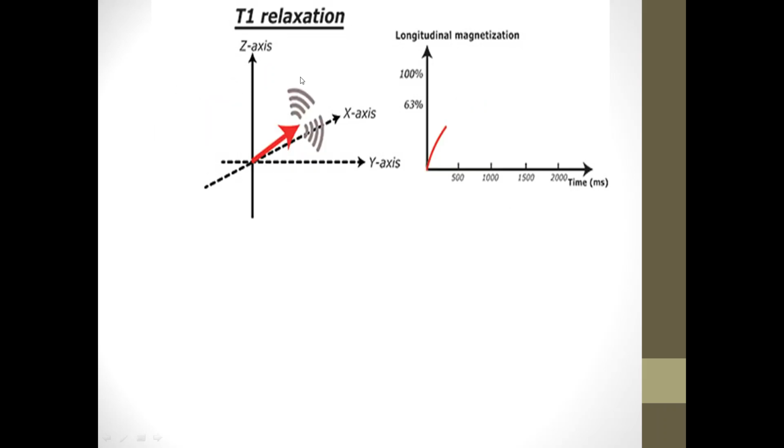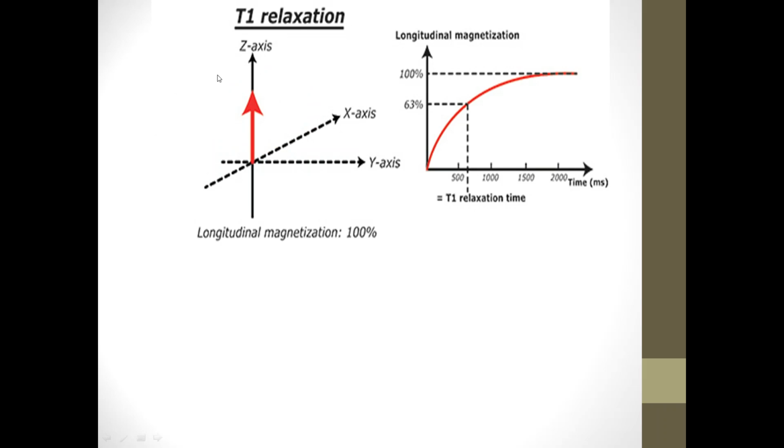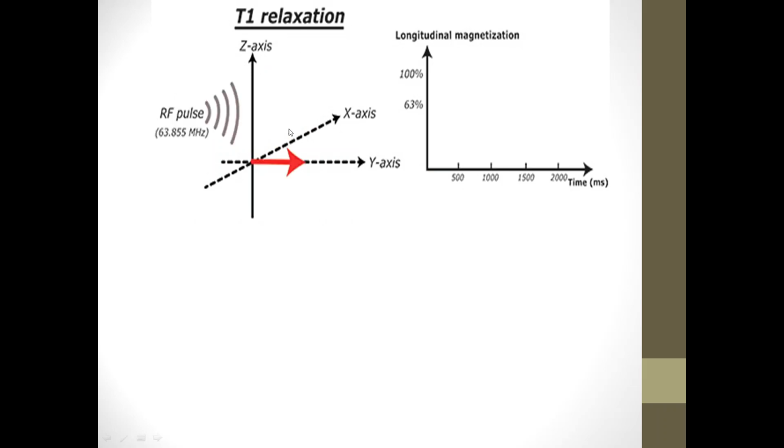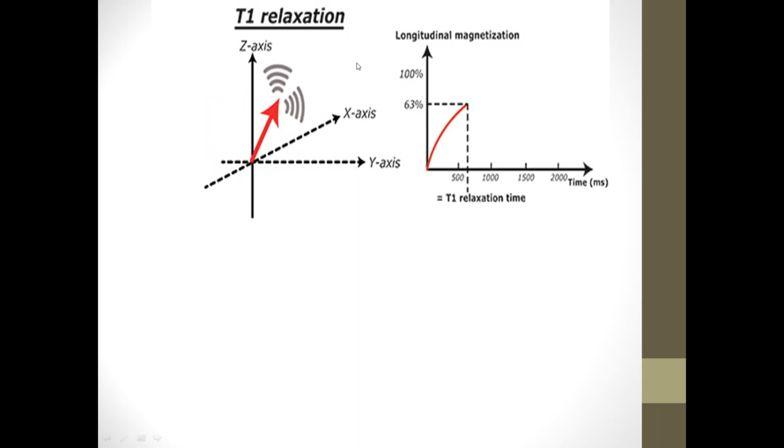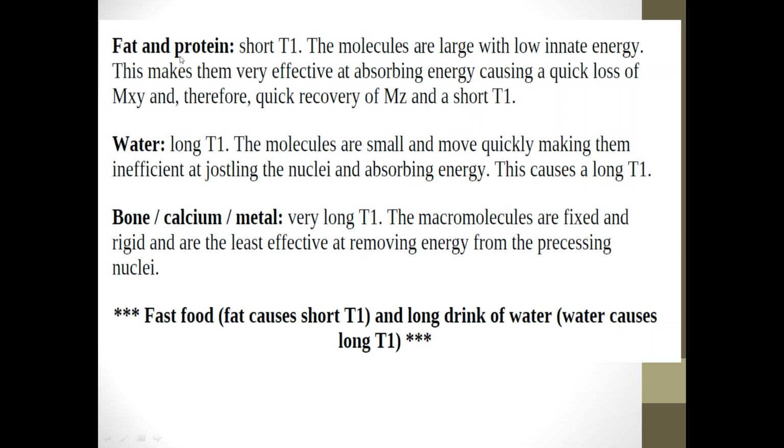That's the reason I'm calling this spin lattice relaxation. The protons lose the energy, or the acquired radio frequency pulse, to the environment, or the lattice. There are different tissues with different T1 constants, like fat, protein and water: long T1 but short T1. That means the time constant is the time taken to reach 63% of MZ. Fat and protein are very fast, water is longer, and bone and calcium are very long.